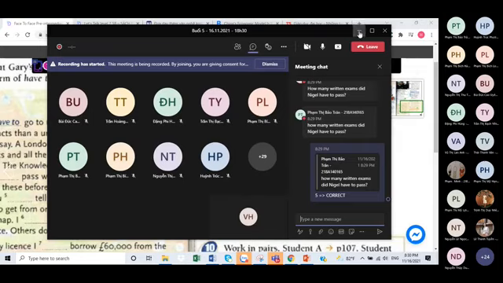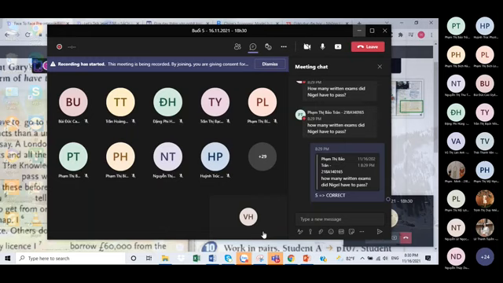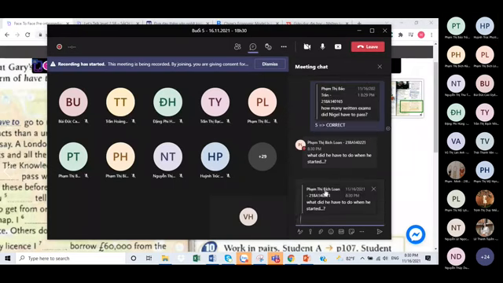And what about number 6? What did he do when he started work? So past simple or present simple? Past simple, good. What did he have to do when he started work? Okay, good. Correct. Number 6.